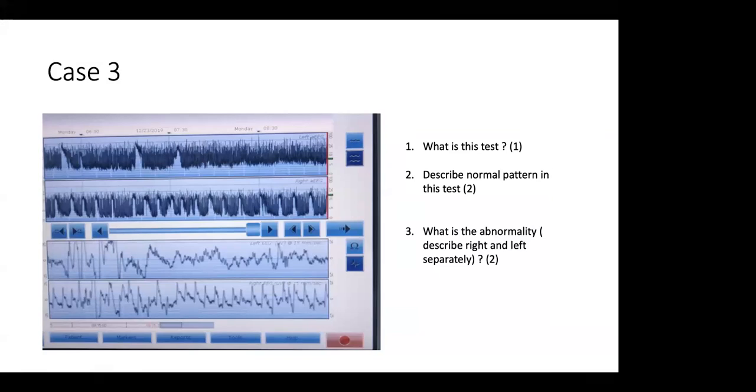So what is normal in aEEG is that usually the lower border of this graph should be at 5 and the upper border should be at 25. This is called continuous normal voltage. Whereas in the lower picture, you see one of the abnormalities, that is discontinuous normal voltage, that is when the lower border is shifted to less than 5, okay, and the upper border remains stable.